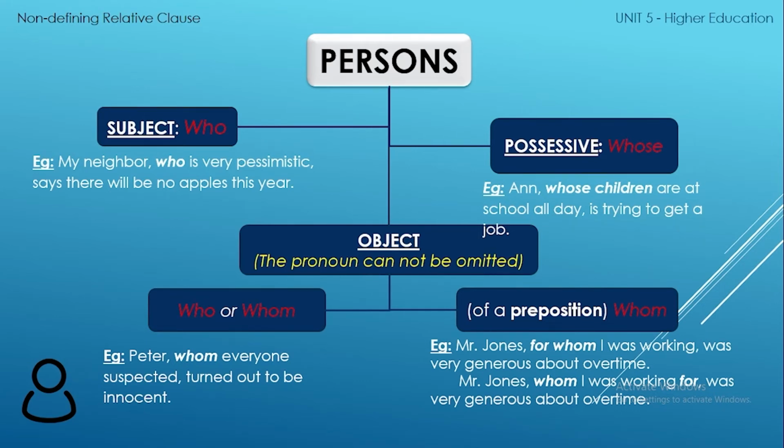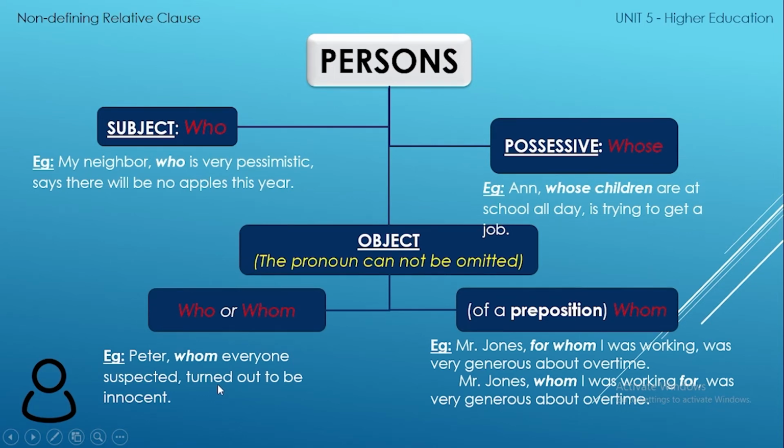Now, if that noun is an object, the relative pronoun cannot be omitted. So, considering who or whom. Now, right before an object, we cannot use who. Instead, we must use whom. For example, Peter, whom everyone suspected, turned out to be innocent.